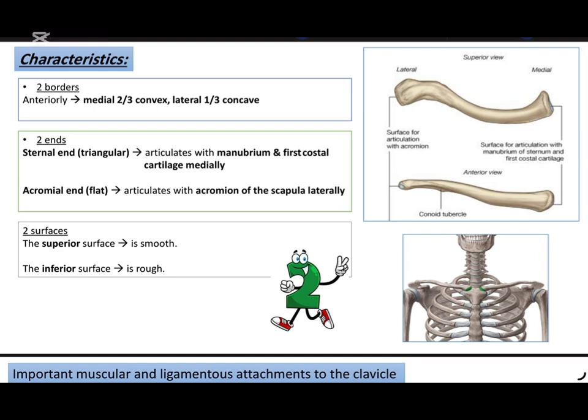Why is it important to know all of these characteristics? Because when you go to the lab, you should know whether this clavicle is the left clavicle or the right clavicle. How would I know? I look at the characteristics and put it in the anatomical position.